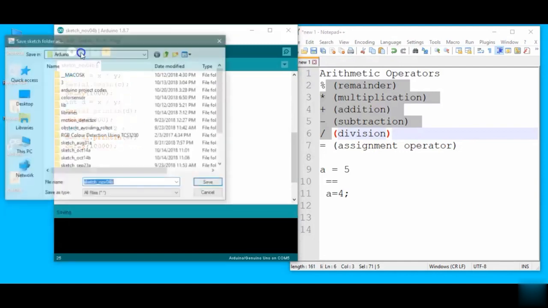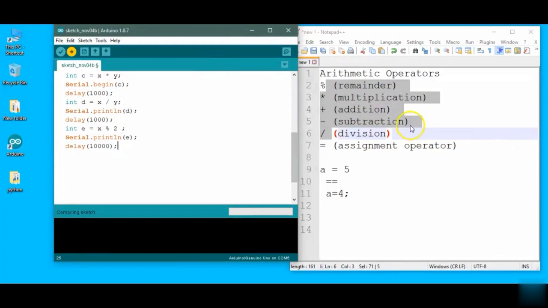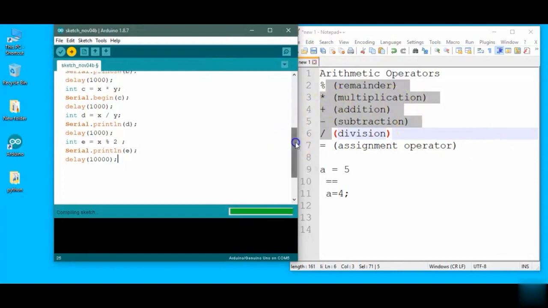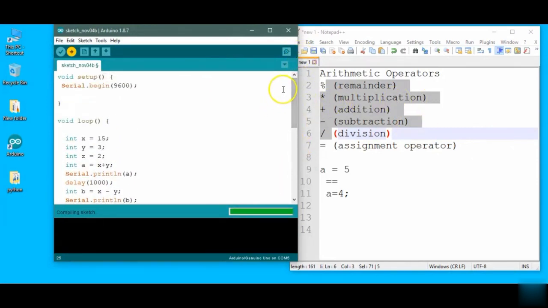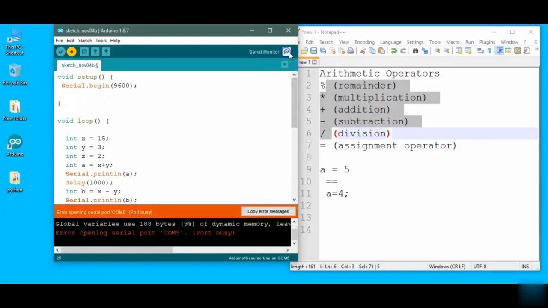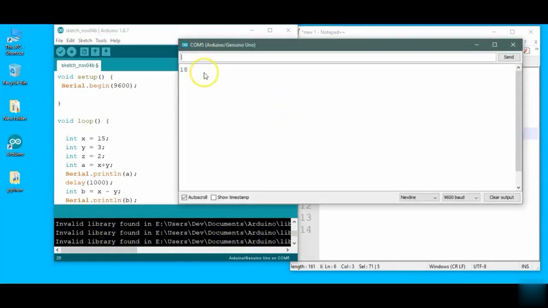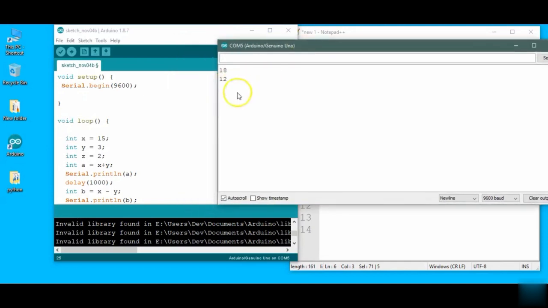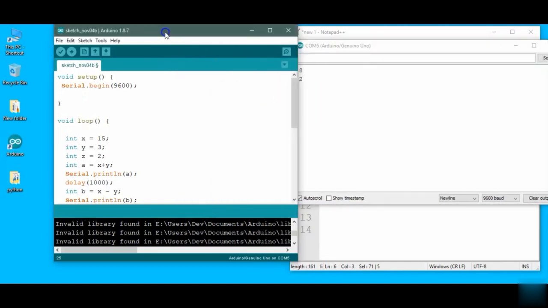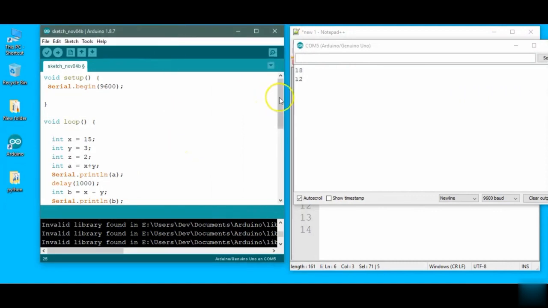So now first let us upload the code, and now here you can see in the serial monitor, it is uploaded, here it is. So now as you can see, we are getting values, that is first x plus y, 15 plus 3 is 18, then 15 minus 3 is 12, and what happened now, it's not giving the further values, where did it screw up.